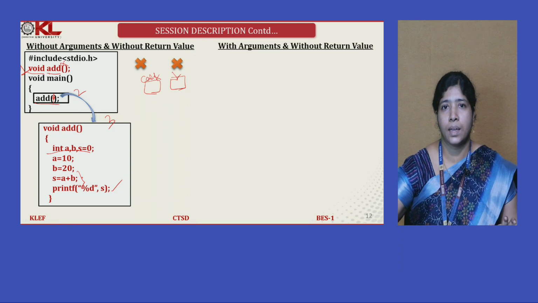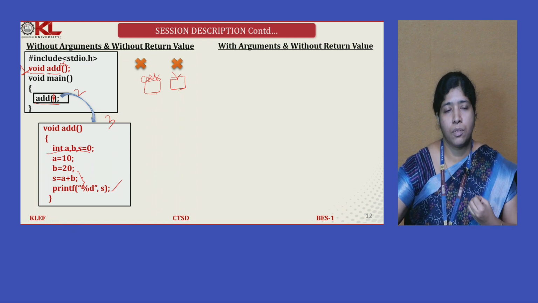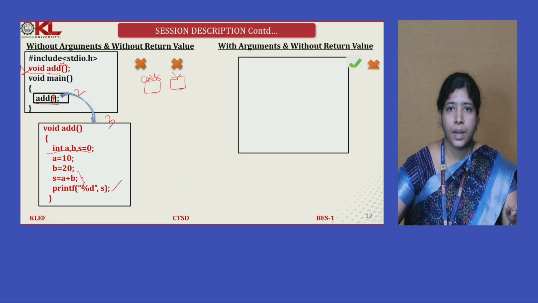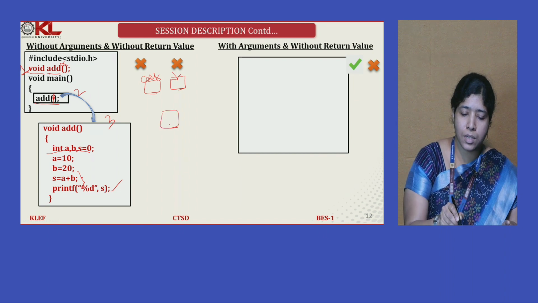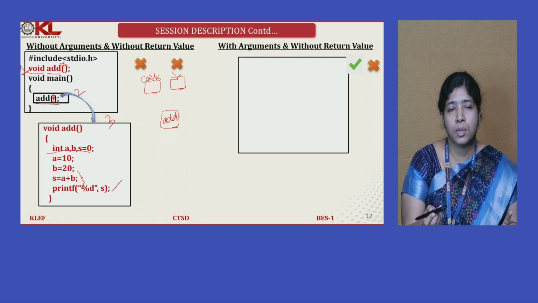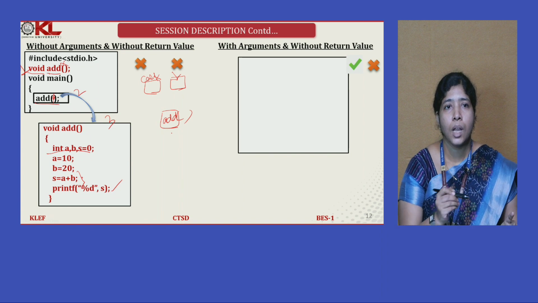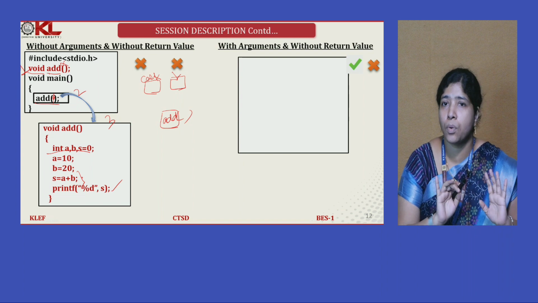We will go for the second category, with arguments and without return value. That means I am providing the information. Based upon my information, you perform the task, but I don't want the result. So what would be the picture there? This is the main function. What is the function name? Add. What have we said? With arguments, that means with inputs. So provide the information. Are we expecting any result? No. So we are not supposed to store it in any variable.